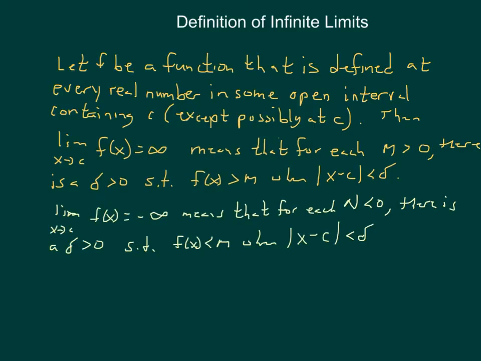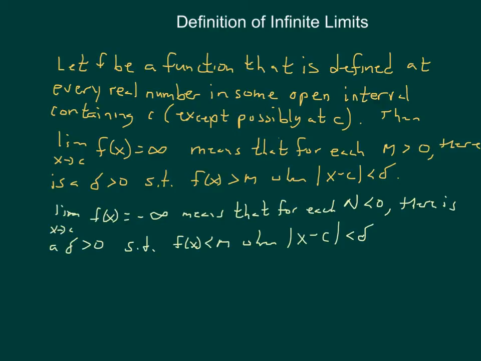In other words, as I pick values that are even closer to c than delta units, I'm going to get something much bigger than M. And that's what it means. That's what happens when you go off to infinity.